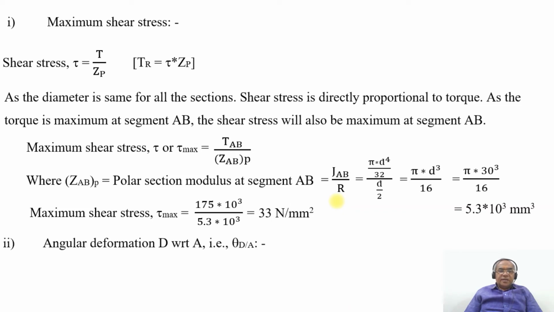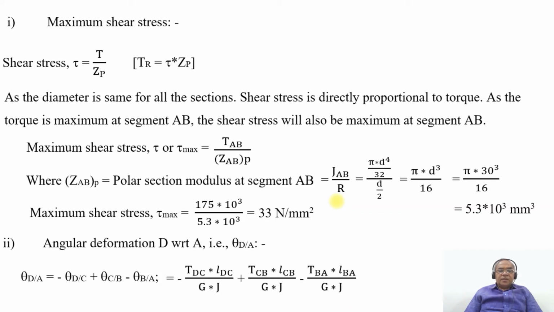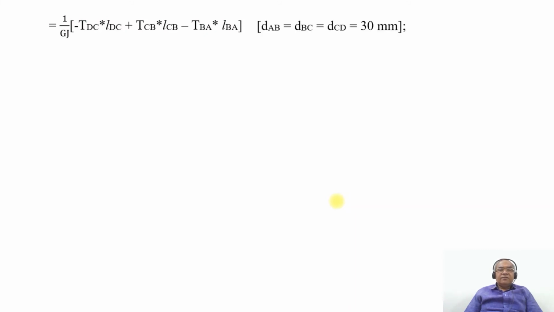So similarly, angle of deformation of D with respect to A, theta D by A will be equal to theta D of C plus theta C of B minus theta of B by A. So that will be equal to minus TDC into length of DC by G into J plus TCB into length of CB by G into J minus TBA into length of BA divided by G into J. So taking the common factor, 1 divided by G into J into minus TDC into length of DC plus TCB into length of CB plus minus TBA into length of BA.